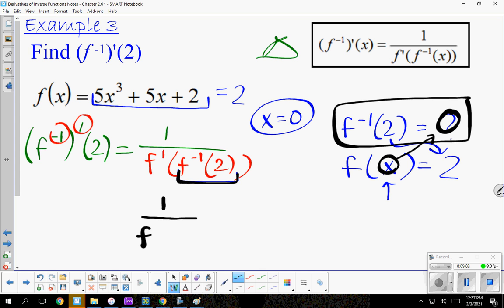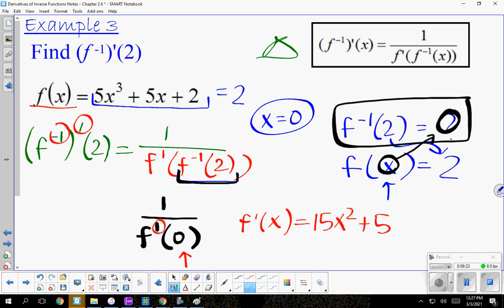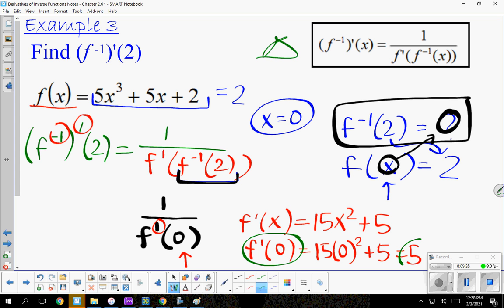So I really have 1 over f prime of 0. And now this says take the derivative and plug in 0. Well, I can take the derivative of f because I know what f is. So f prime of x is equal to 15x squared plus 5. And now I need to find f prime of 0. So 15 times 0 squared plus 5 is just equal to 5. So since I know that f prime of 0 equals 5, I can plug in 5 right here.